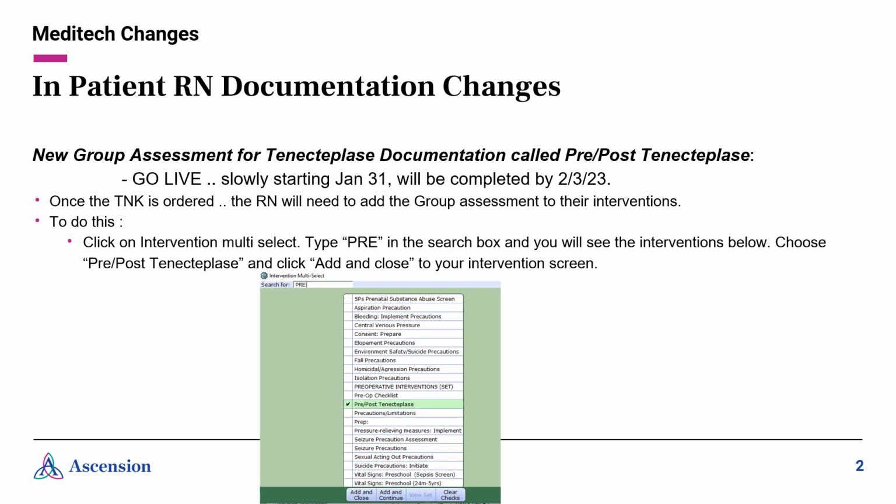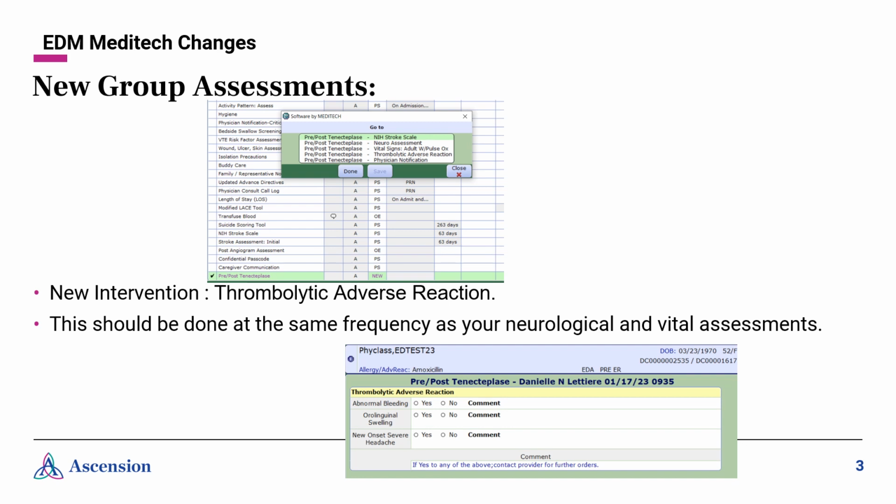Once the TNK has been ordered, the RN will need to add the group assessment to their interventions. To do this, you will click on Intervention Multi-Select, type Pre in the search box, and you will see the interventions listed below. Choose the Pre-Post Tenecteplase and click Add and Close to your intervention screen. You will now see the group assessments show up on your screen.